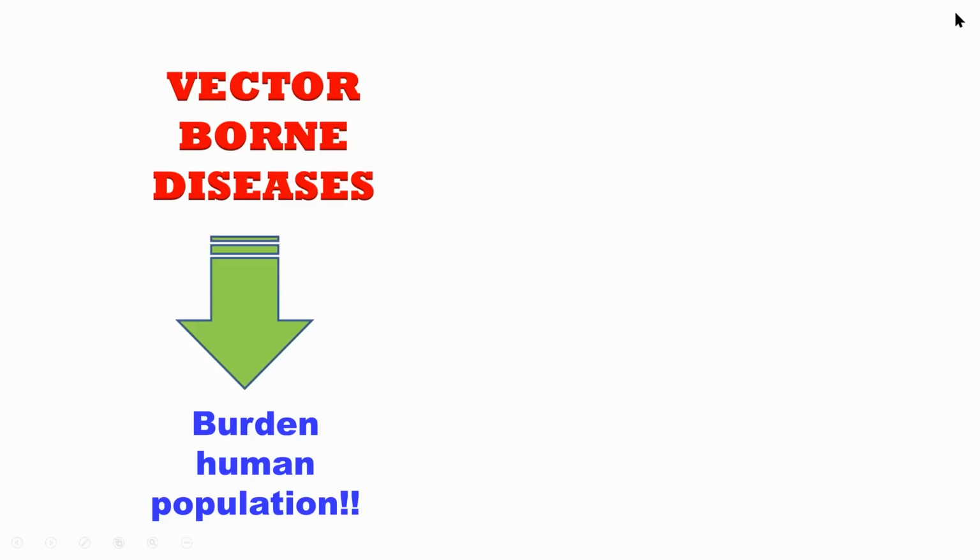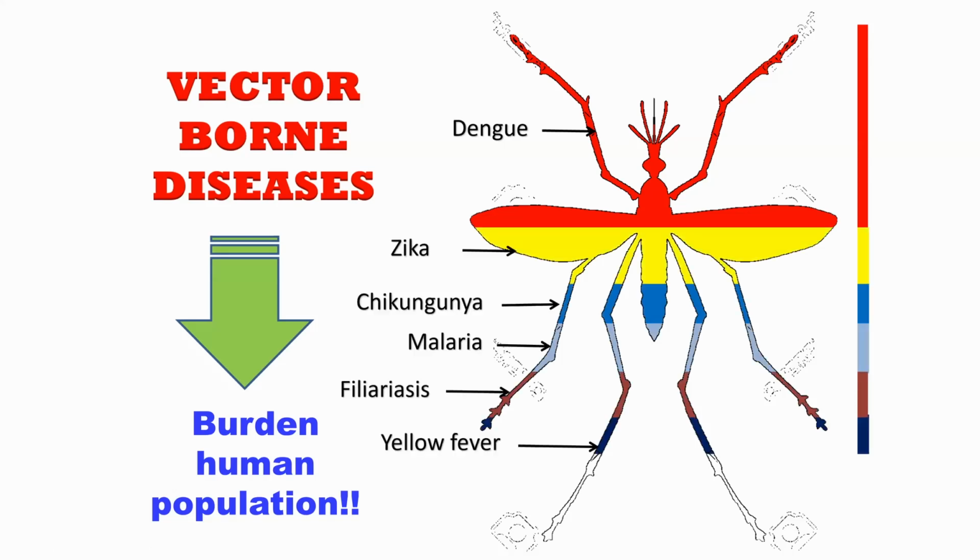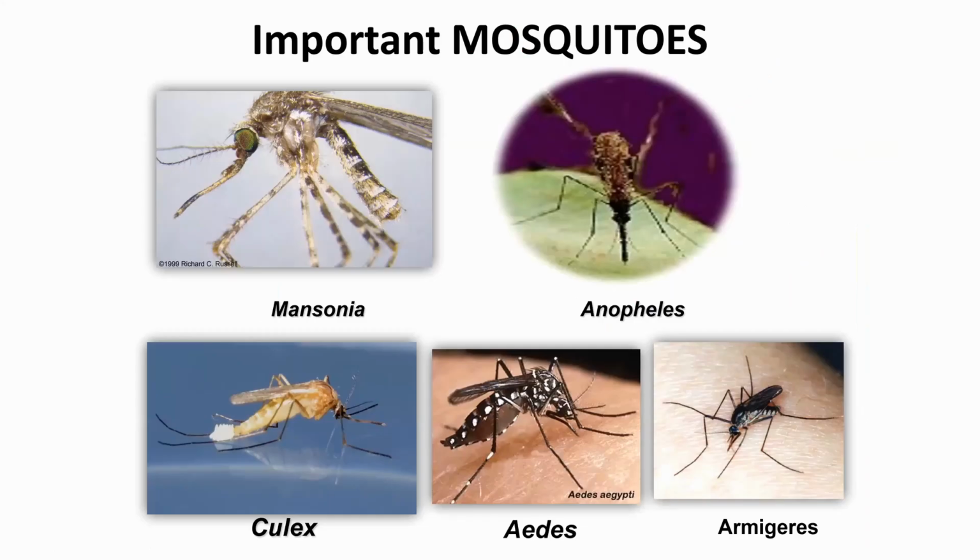Vector-borne diseases have been a burden in the human population for centuries. In Asia, we have dengue, Zika, chikungunya, malaria, and filariasis. We do not have yellow fever in Asia anyway, which is something good for us. And we have other diseases as well carried by these vectors. The important mosquitoes in Asia are Mansonia, Anopheles, Culex, Aedes, and Armigeres.